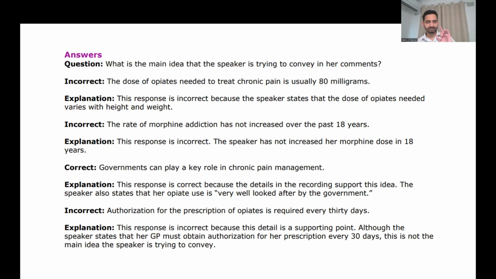Okay, so let's look at the answers here and the explanation here. The first one is: the dose of opiates needed to treat chronic pain is usually 80 milligrams. This response is incorrect because the speaker states that the dose of opiates needed varies by height and weight, right? So it can't be 80 milligrams. It's 80 milligrams for her case, not for everyone else.